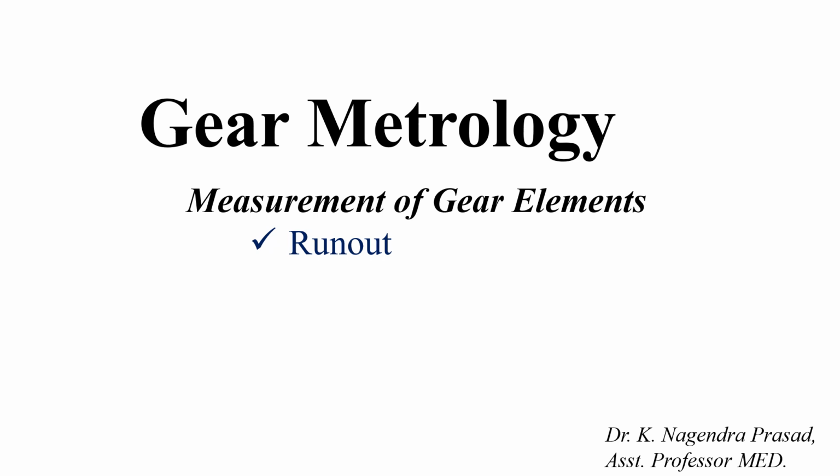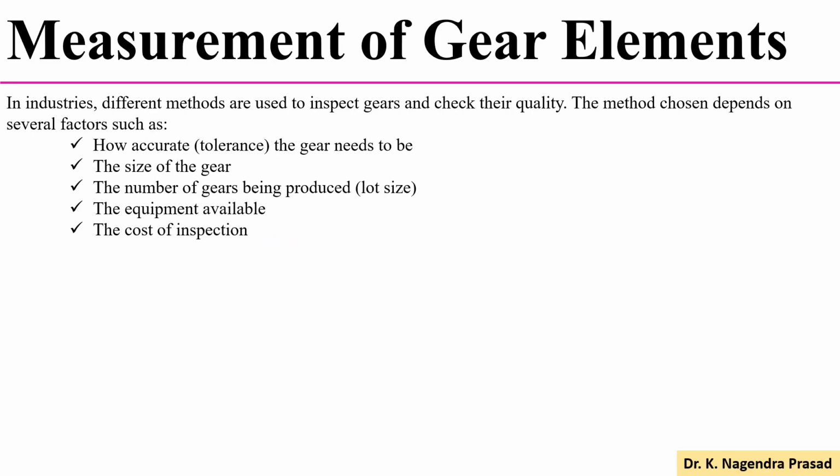In the present video, we will discuss the measurement of runout for gear. Let's see the measurement of gear elements. In industries, different methods are used to inspect gears and check their quality. The method chosen depends on several factors such as how accurate the gear needs to be checked, the size of the gear, the number of gears being produced, the equipment available and cost of the inspection.